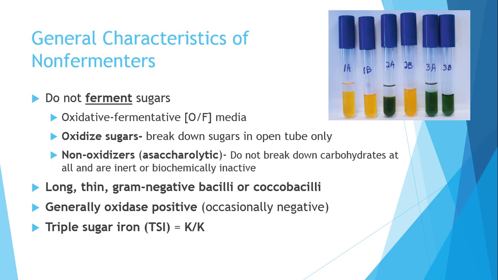So general characteristics, like we said, these guys don't ferment sugars. So they'll either oxidize them or they'll be non-oxidizers. If you remember way back at the beginning of the semester, we talked about these OF media, oxidative fermentative media. You put any sugar in there, but you only want to put one sugar. So say all these tubes have glucose in there. One tube will be closed and one tube will be open. And what's this on top of the closed? Oil, and what's that do? Creates an anaerobic environment. So if it's yellow on the closed tube, what does that mean?